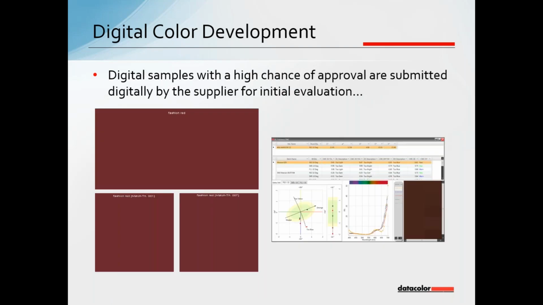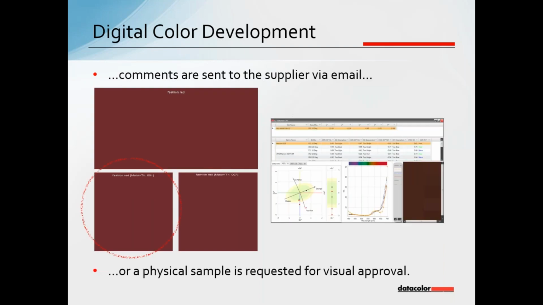Now, once they have samples they feel have a high chance of approval, those can be submitted digitally, again in the form of a QTX file, by email or via any other platform that's going to be used for sharing data. But this digital file, once it's received by the retail apparel customer, can then be evaluated in their software, both numerically as well as on screen in a color calibrated environment.